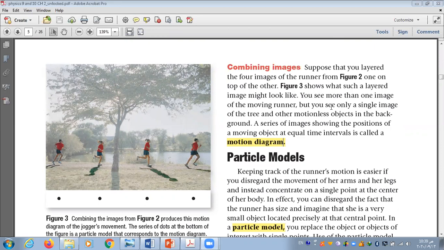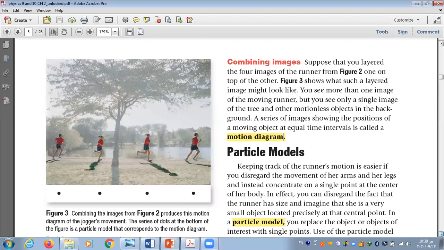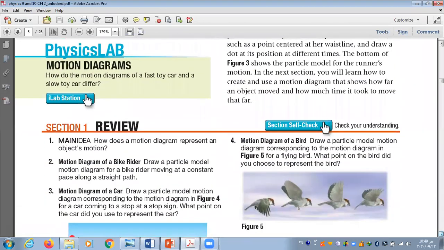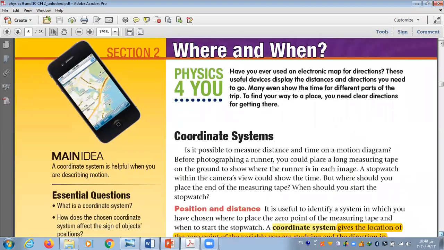Particle model. Particle model, excellent. Can you define particle model? Yes, it's replacing the object by a single point. So in the particle model, we replace the object or object of interest with a single point. Excellent. This is the definition here in front of everyone. Okay. Thanks, Amjad. Now we'll go to section 2.